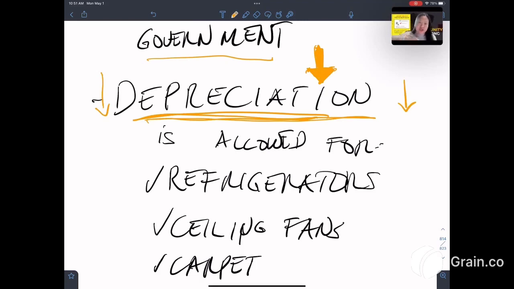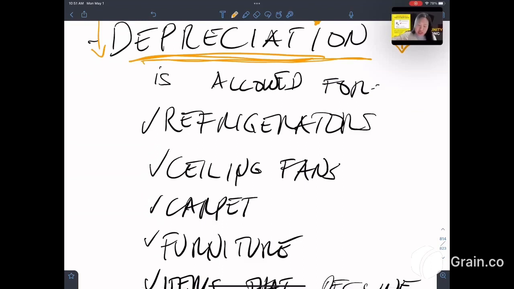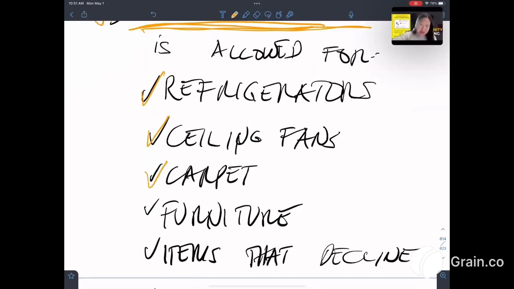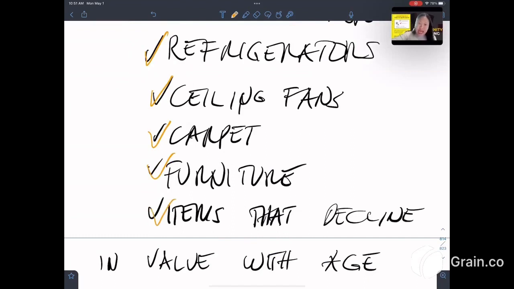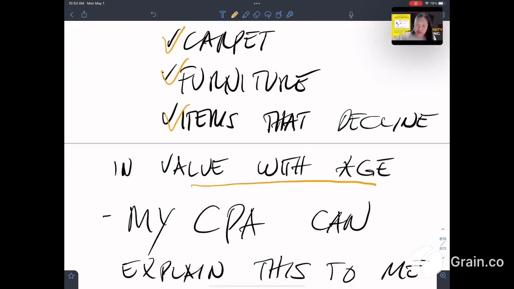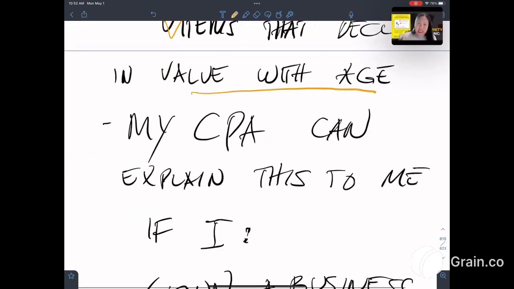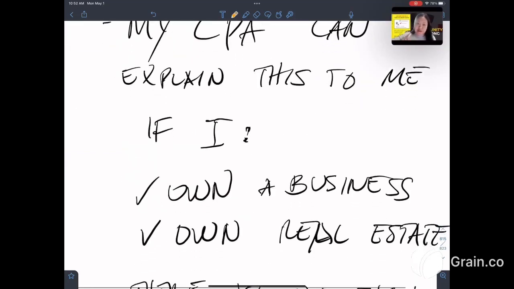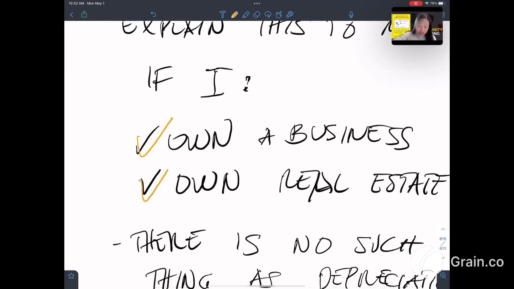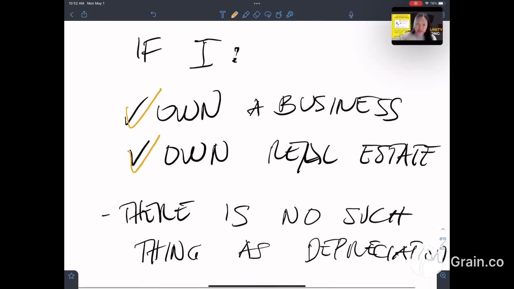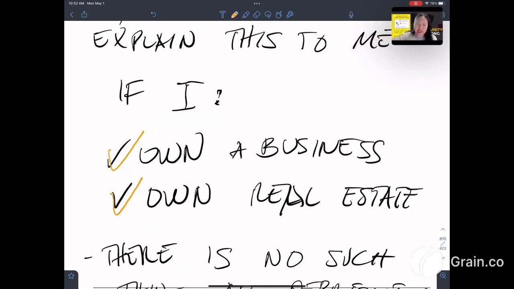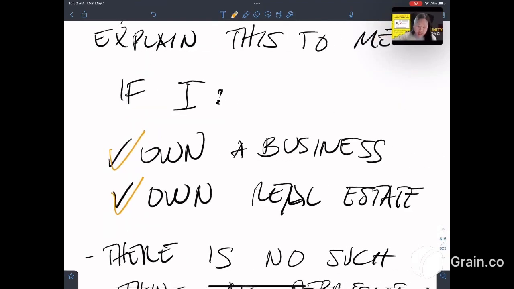When you're an investor, just like myself, I'm an investor in 2 apartments, which I rent out to my tenants. Depreciation is allowed for things inside the building, such as refrigerators, ceiling fans, carpets, furniture, and items that decline in value with age. My CPA can explain this to me if I own a business or if I own real estate. If I'm an employee, I cannot get this depreciation. I can only get it when I own a business or real estate.